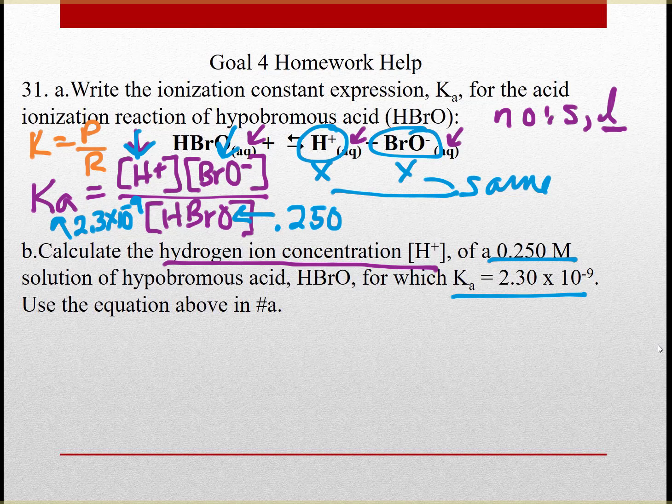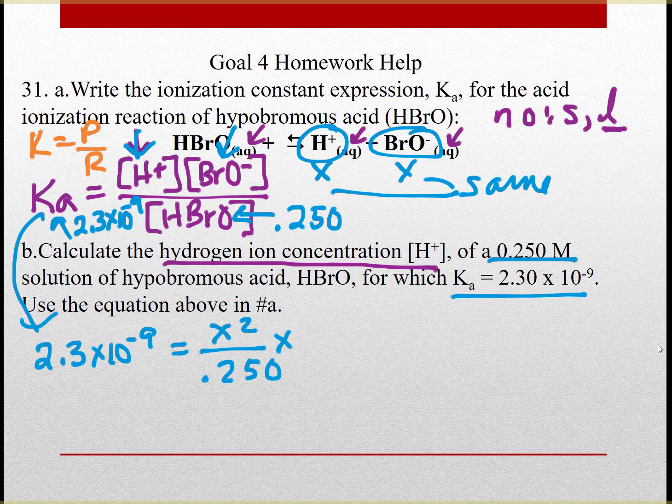And let's go ahead and put the numbers in our equation. Here's my equation. I'm going to have 2.3 times 10 to the minus 9 equals X times X, which is X squared, divided by 0.250. Multiply each side by 0.250. And I get X squared is equal to 5.75 times 10 to the minus 10. I need to get X all by itself because we don't want an X squared, we just want an X. So I'm going to square root each side.